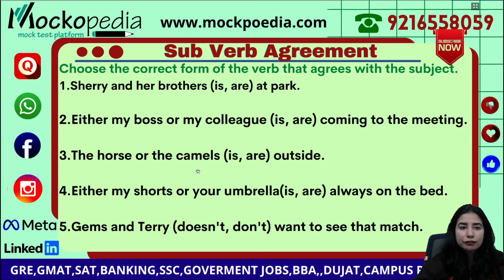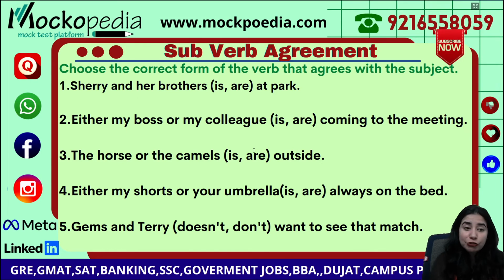Plural. Instead, if it had been a statement like this, the camels or the horse, then you are going to say "is outside," because in that case, horse would be near to the verb. So horse is going to decide the nature of the verb. I hope it is clear. So whenever we are combining one singular and one plural entity with or, nor, neither nor, either or, not only but also, then the verb is decided by the subject which is near to the verb. So in the third statement, camels is near to the verb and is plural, hence the verb is also going to be plural. I hope we are clear with the example, with the question. So the correct answer is going to be "are."